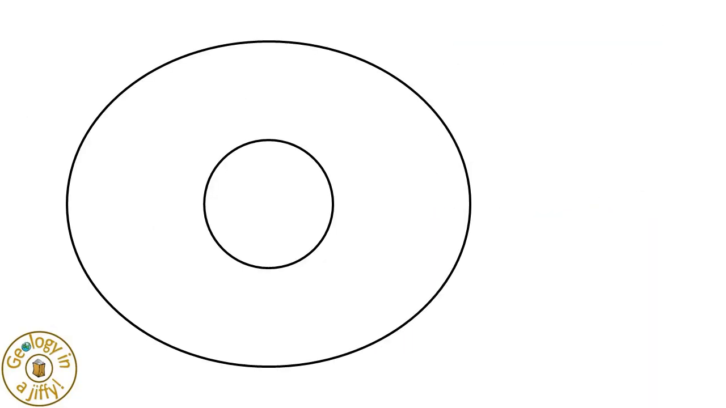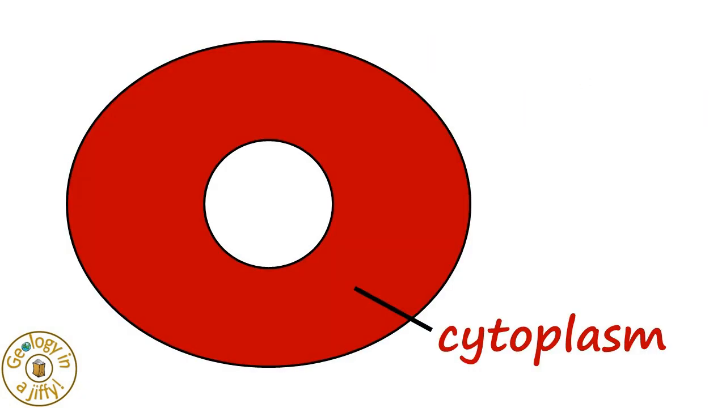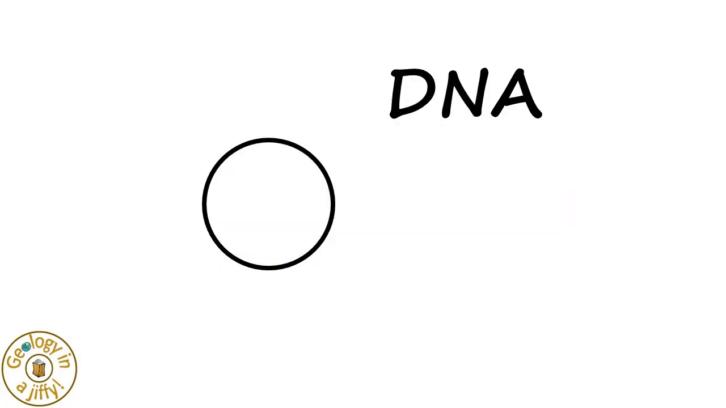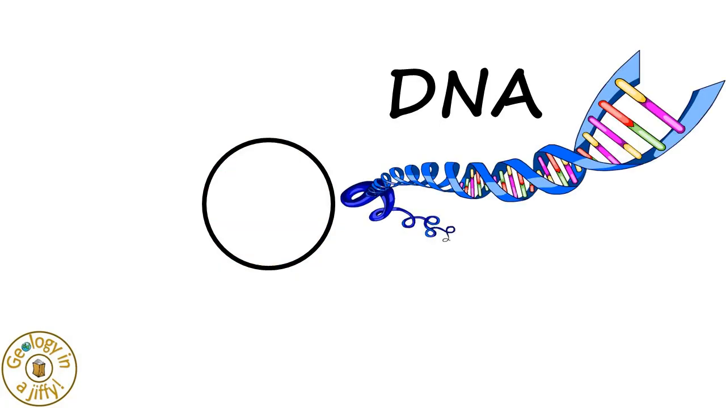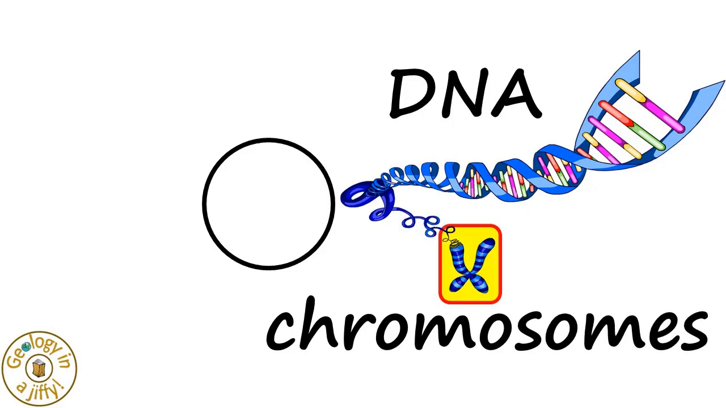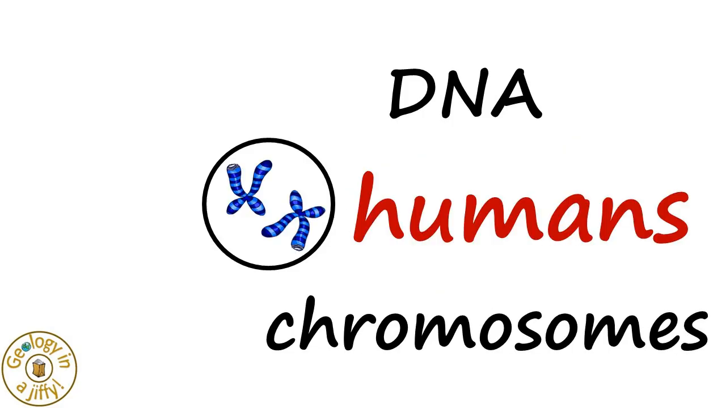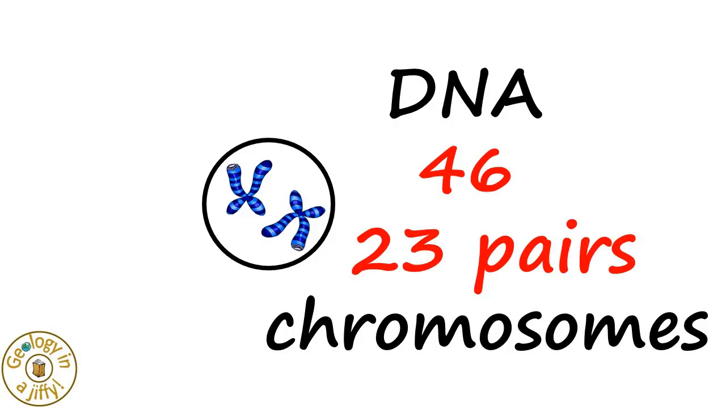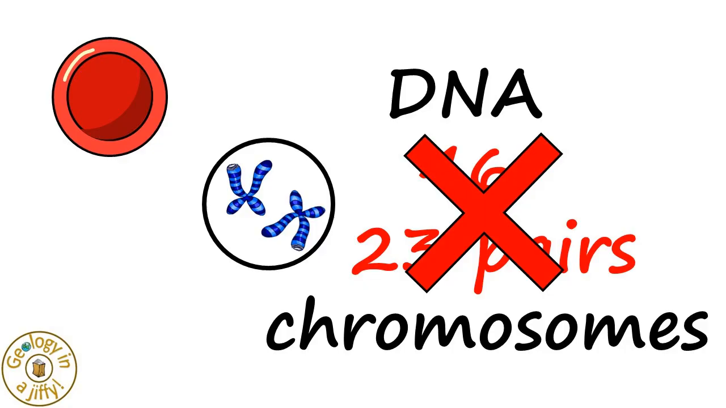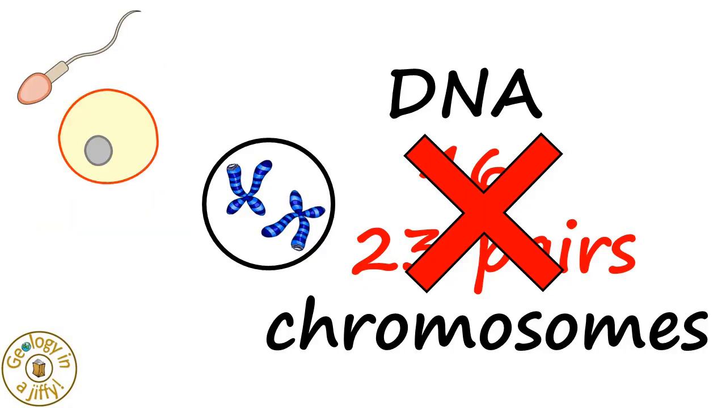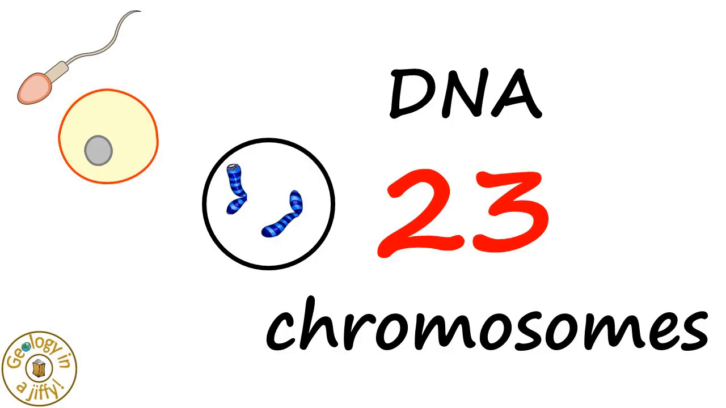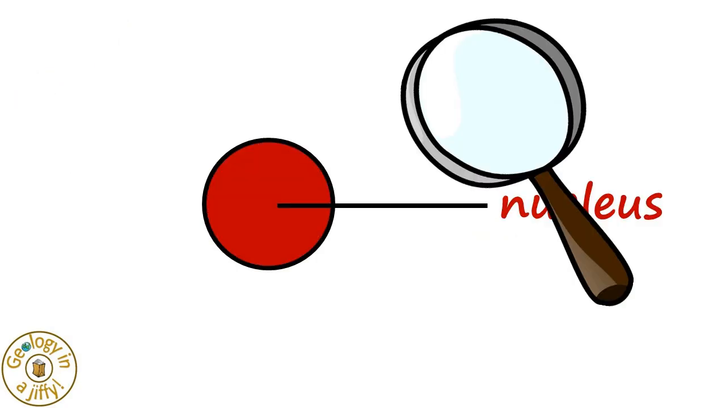Take this typical animal cell, with its cell membrane surrounding the cytoplasm and the nucleus within this. In the nucleus, we find the genetic code that is DNA, tightly coiled together, making a chromosome, these found in pairs inside the nucleus. In humans, we have 46 chromosomes in our cells, arranged in 23 pairs, but not in red blood cells, where there are none, or in sperm and egg cells, our gametes, where each have only 23 single chromosomes. So let's study the processes in more detail.